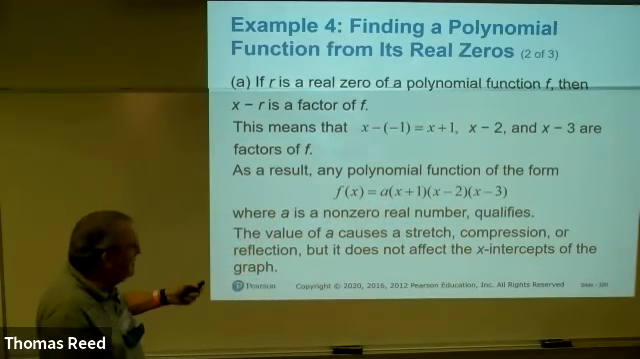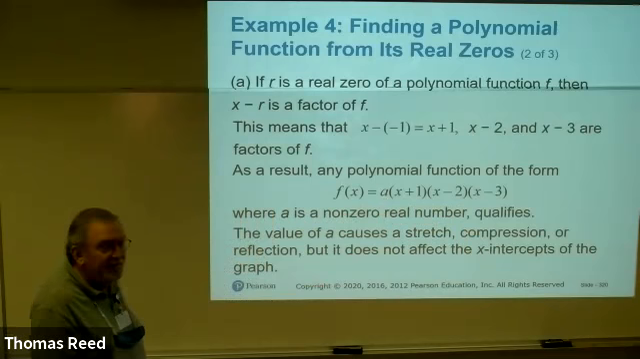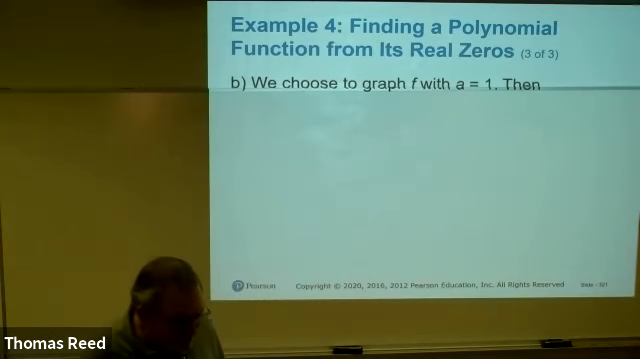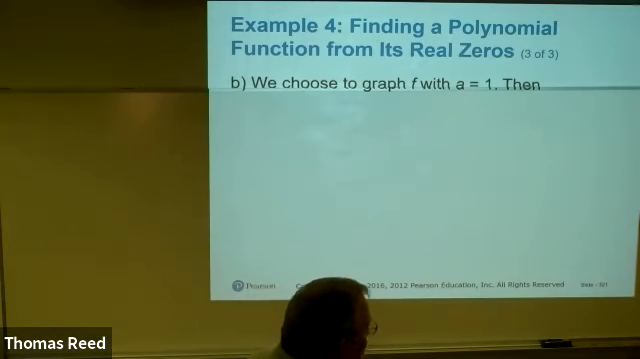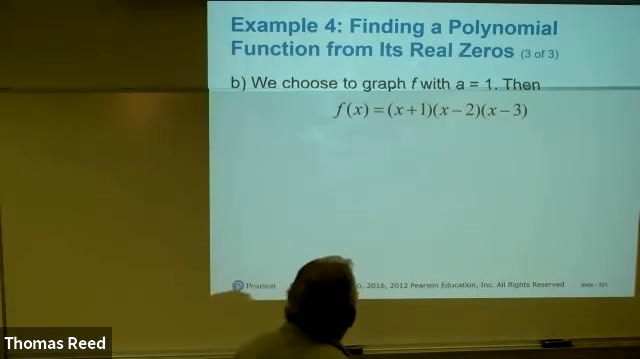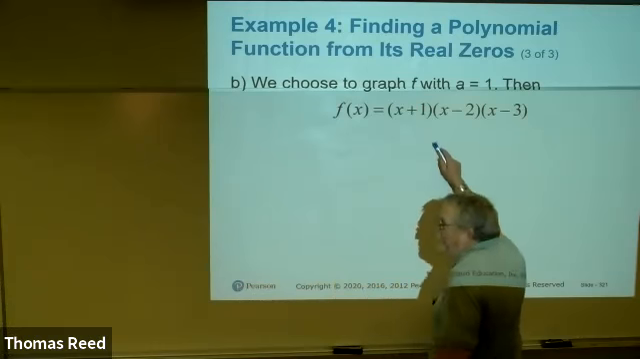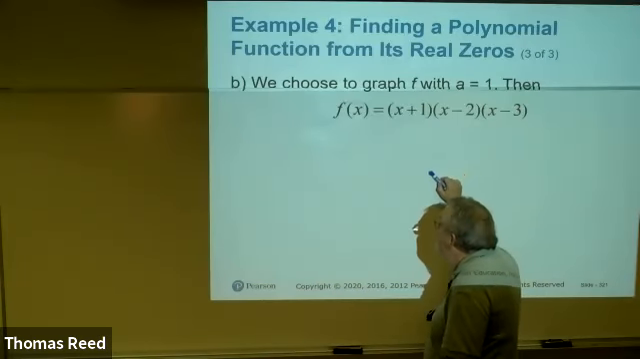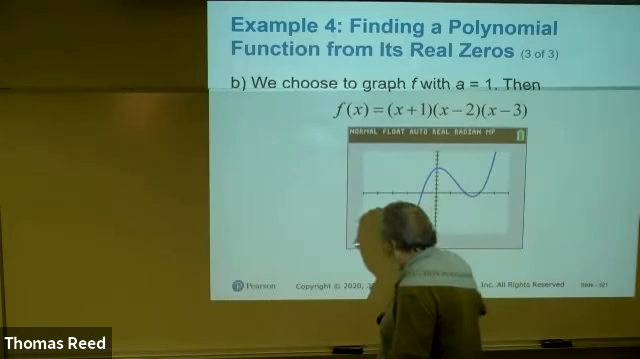So that's why they're going to set A equal to 1, because that's easier to worry about when typing it into the calculator or using Desmos or some other online graphing feature. And they type it in exactly this way. They didn't have to multiply it all out to find out what the polynomial was. And there we have it.